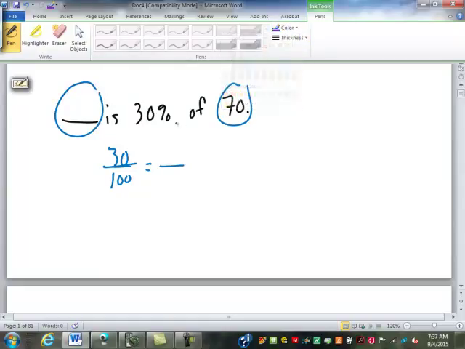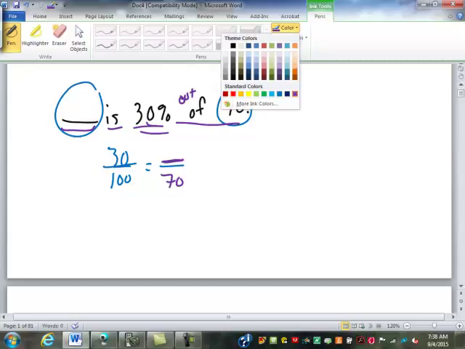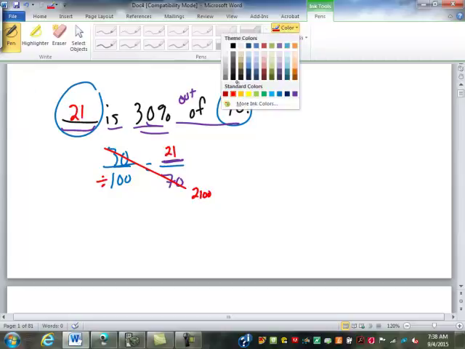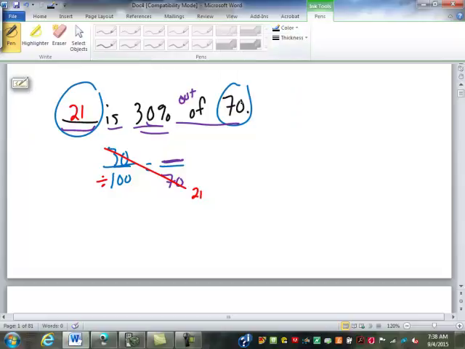One of them has to match up with that 30%. Well, if we look at this, it says blank is 30%. Our missing number, the blank, matches up with the 30. So the 70 is going to go on bottom. You could also think of this as of 70. You could read it as out of 70, which also implies the 70 must go on bottom. So now to calculate, 30 times 70 is 2100. Divided by 100 is 21. 21 is 30% of 70.